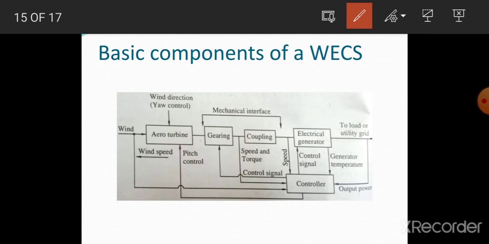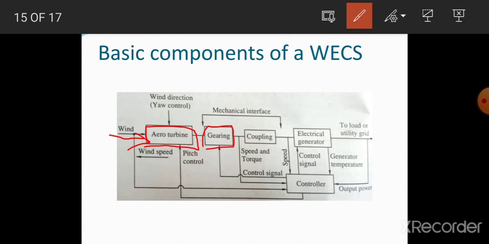So as wind goes to the aero turbine, what does the aero turbine do? Aero turbines convert the energy of moving air to rotary mechanical energy, that is, the kinetic energy of air is converted to mechanical energy of the shaft through rotary blades. So the turbine shaft speed is stepped up with the help of gears, with a fixed or variable gear ratio, to suit wind turbine yaw control.